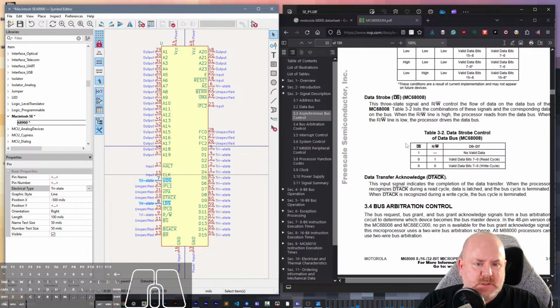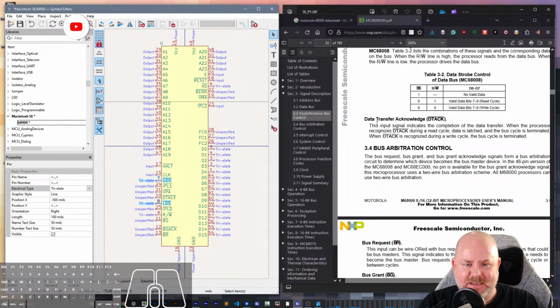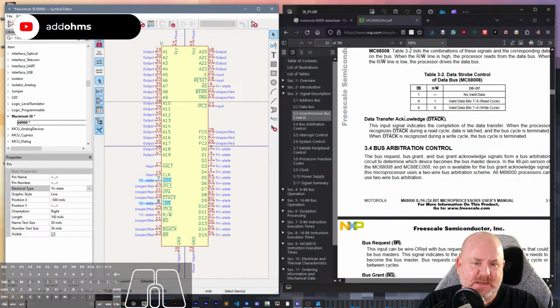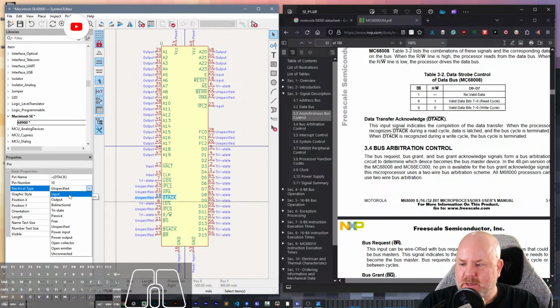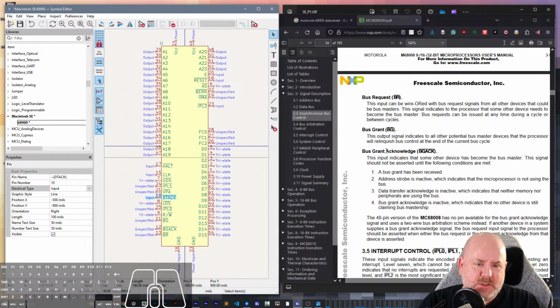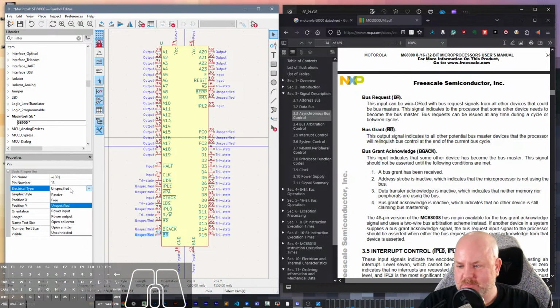Okay, got that. DS is data strobe. Did we have a DS? I don't think we had a DS, did we? And that's on the 68008. DTACK is data transfer acknowledge. Ooh, I like that. It's an input signal for the completion of a data cycle. Okay. It's an input. Bus arbitration control. BR is bus request. Oh man, this is really nice to have such a clear data sheet. This input can be wired-OR with bus request signals from other devices. Okay, whatever. So it's an input.